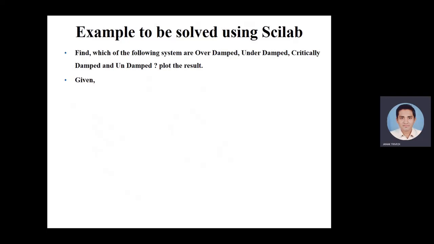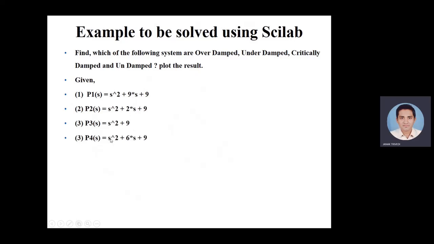Given this, find which of the following systems are overdamped, underdamped, critically damped, and undamped, and plot the result. The given values: P1 of s is s square plus 9s plus 9. Second is s square plus 2s plus 9. Third is s square plus 9. In this case, 2 zeta omega n is equal to 0. In the first case, 2 zeta omega n is equal to 9. In the second case, 2 zeta omega n is equal to 2. And in the last case, 2 zeta omega n is equal to 6. So we have to find which system each of P1, P2, P3, and P4 is, and we have to plot the particular system with the help of Scilab.